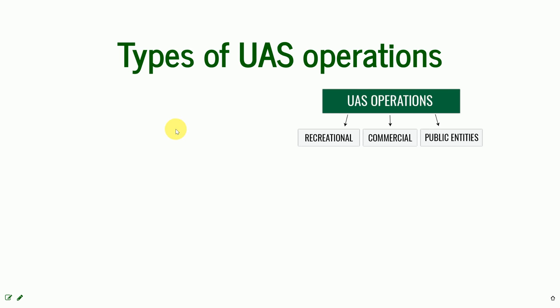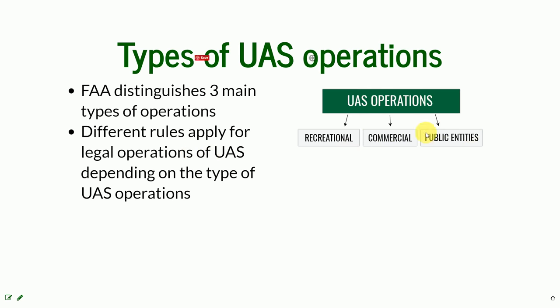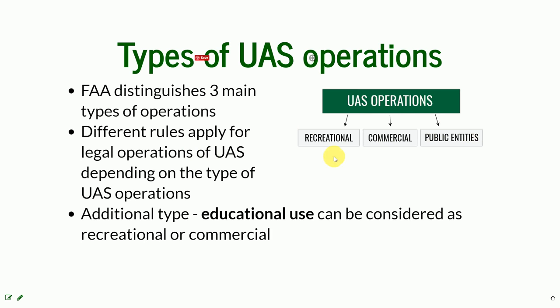Now we're going to talk about the types of UAS operations. The FAA recognized that there are different users of UAS that use them for different purposes and created three separate sets of rules that will be of concern to recreational users, commercial users, and then public entities. Each of these groups has different rules depending on the UAS operations. There's also an additional one that is lacking here, the educational use, and this can be considered recreational or commercial, and we're going to cover it at the end.